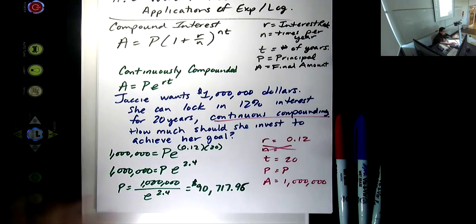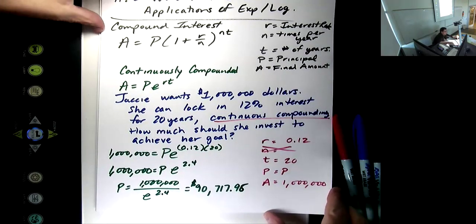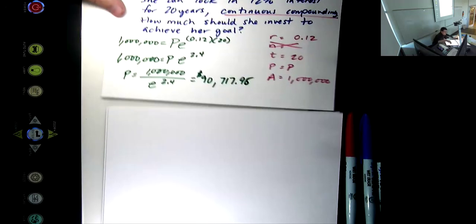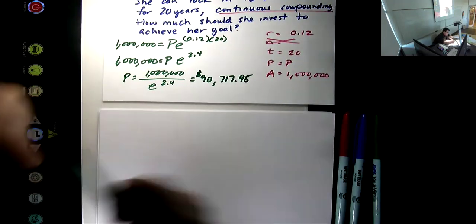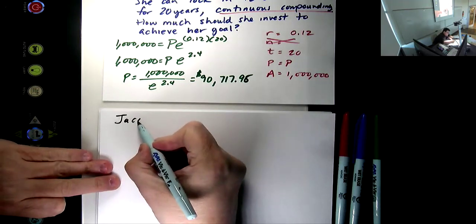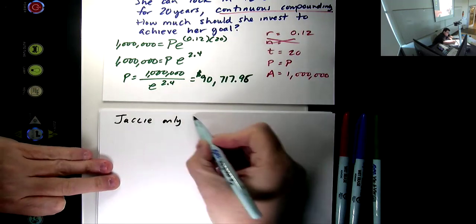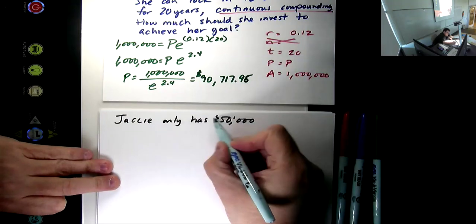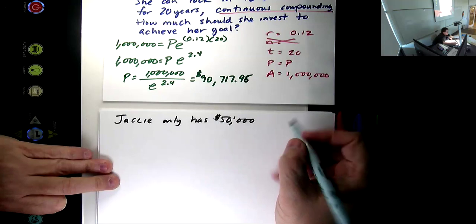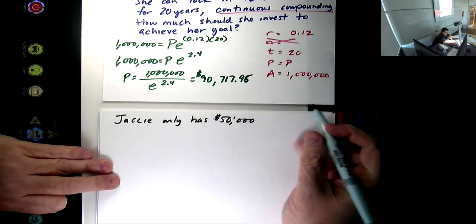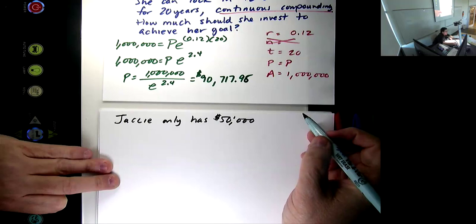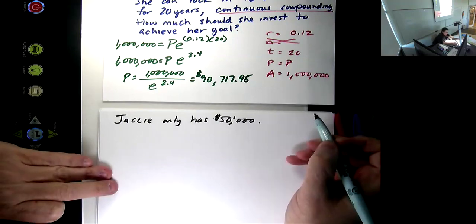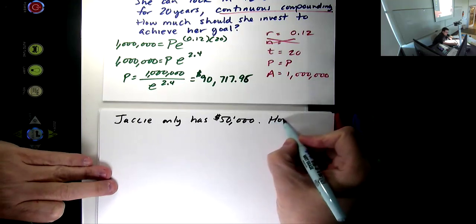Now, we can put a twist on this. Let's put a twist on this. Jackie only has 50,000. Her husband mysteriously died and left life insurance. Mysteriously. How long must she invest to get the million?